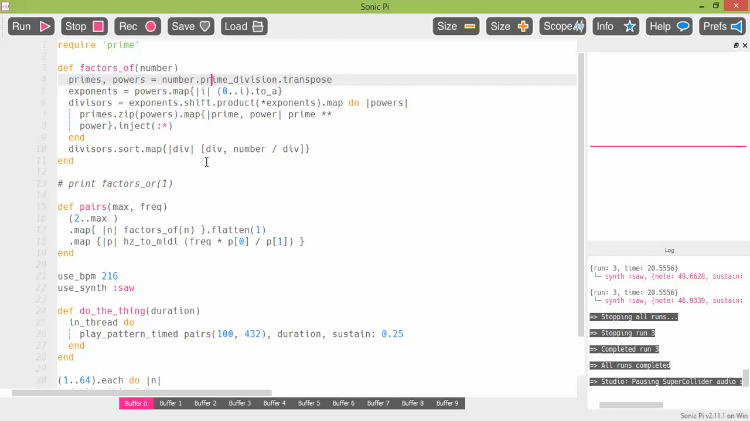I'll start to fill in the good people a little about how we came to this. We were exploring overtones and frequency ratios of intervals. So if you've studied music theory, you might know that.